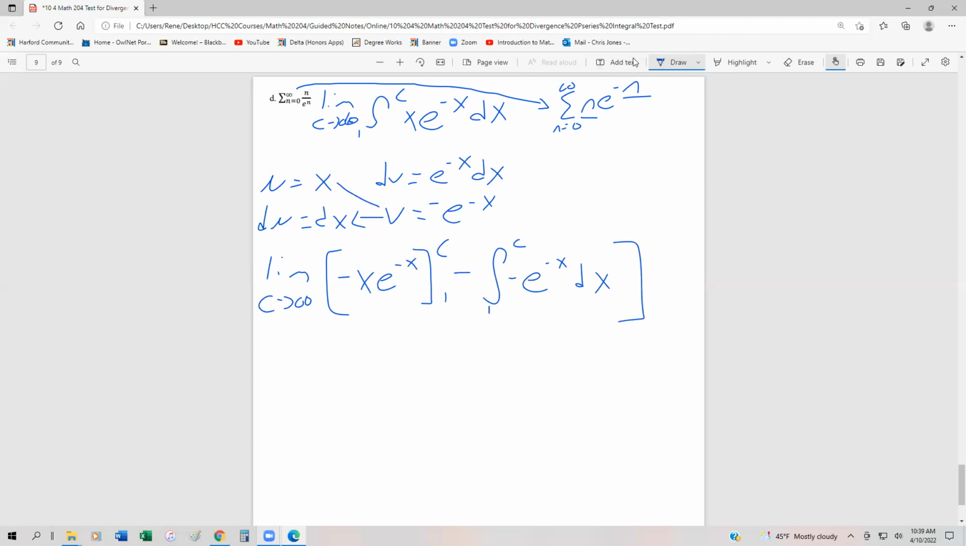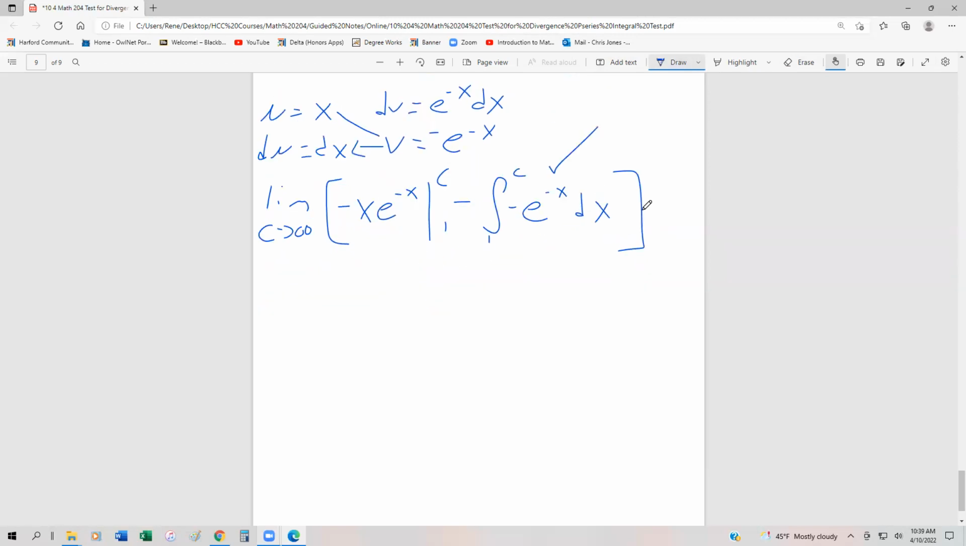I'm going to hold off on taking the limits and applying all that until we're done with all the integration, just to make it a little bit easier for us. The good news is evaluating this is pretty easy at this point. So we have the limit as c approaches infinity. We still have our negative x e to the minus x, that's our uv from the previous. And then we have a positive, but when we take the antiderivative of e to the minus x, that's a minus e to the minus x. And remember, this is going from 1 to c, and now we can substitute c back in.